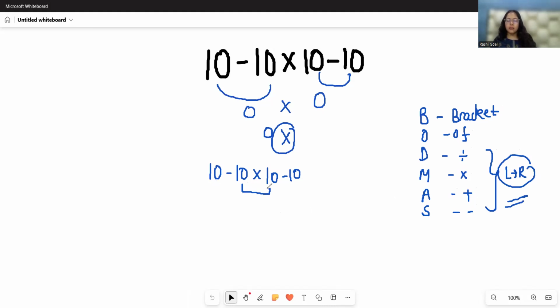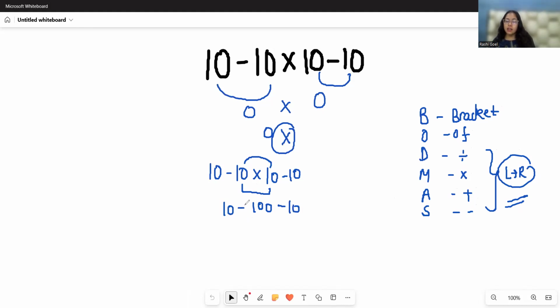So there is a multiplication sign in between 10 and 10, and between subtraction and multiplication we have to give priority to multiplication. So 10 times 10 is 100. So 10 minus 100 minus 10.